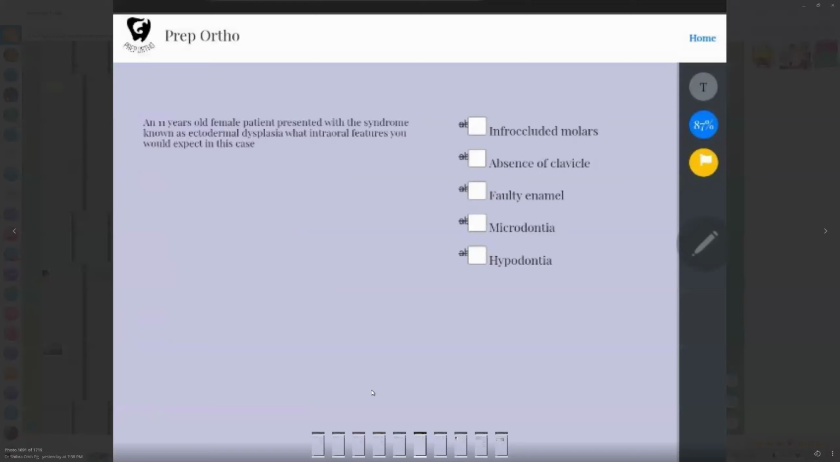An 11-year-old female presented with a syndrome known as ectodermal dysplasia. Which intraoral features would you expect in this case? Absence of clavicle, but they asked about intraoral features, so it would be hypodontia. Option E.